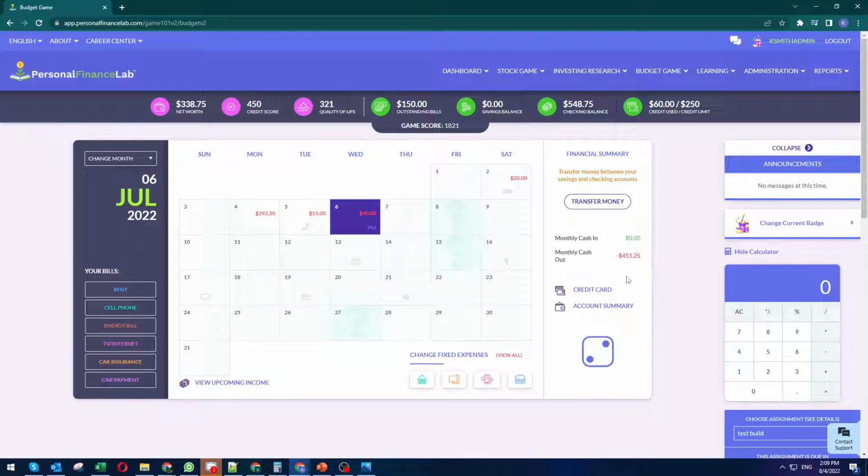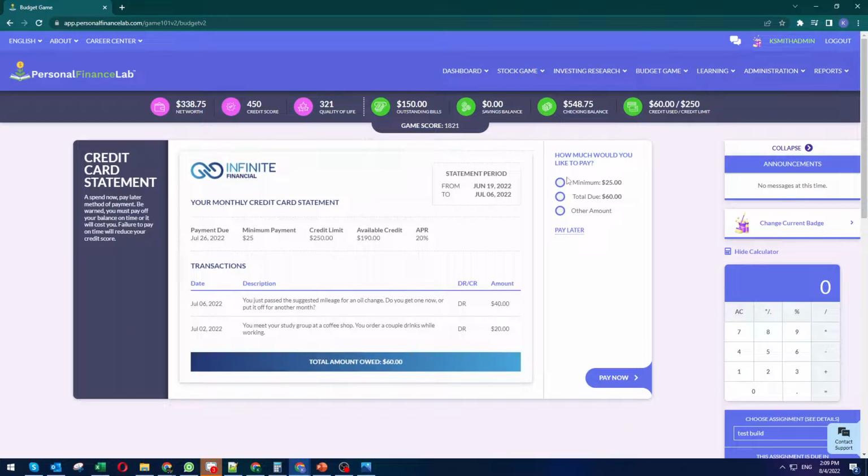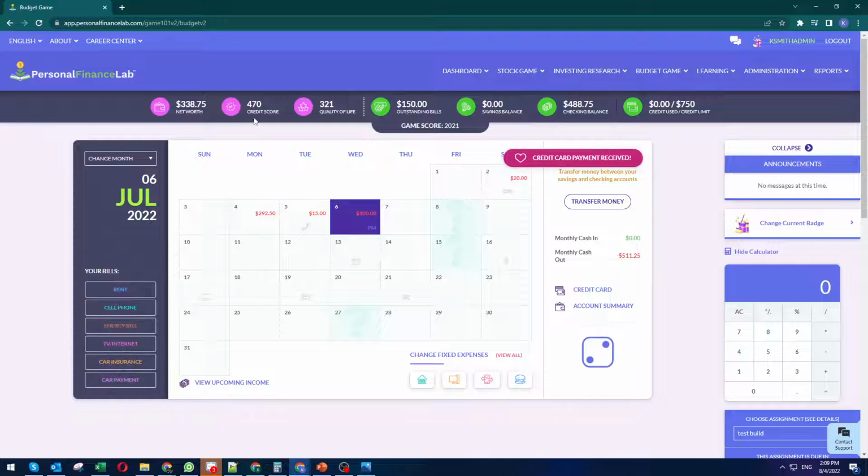But I also need to make sure I pay it off on time before the end of the month, so that students can see their credit card statements at any time. I'm going to make my payment here, and you can see my credit score actually went up because I paid off my credit card this month.